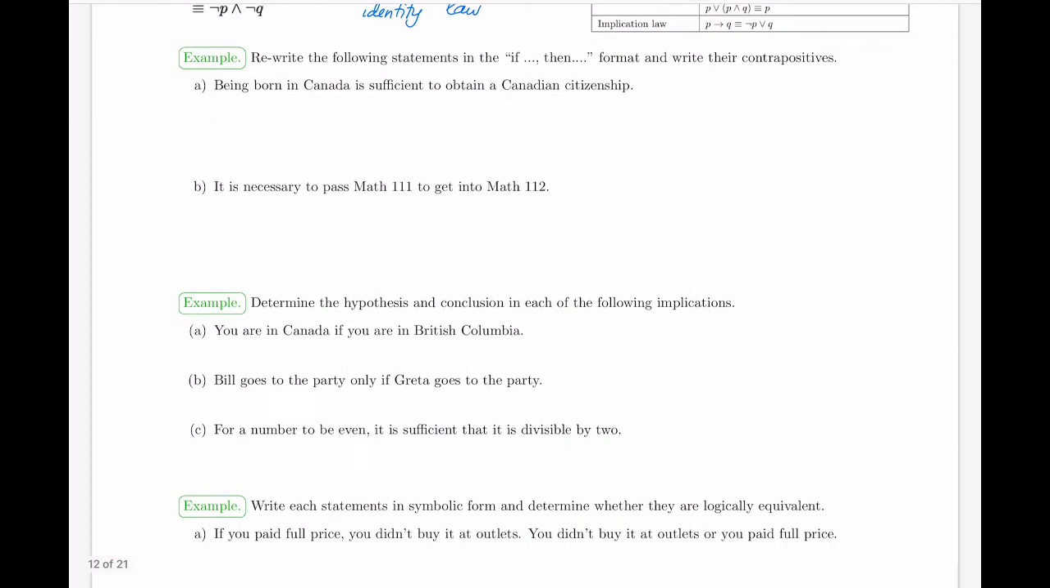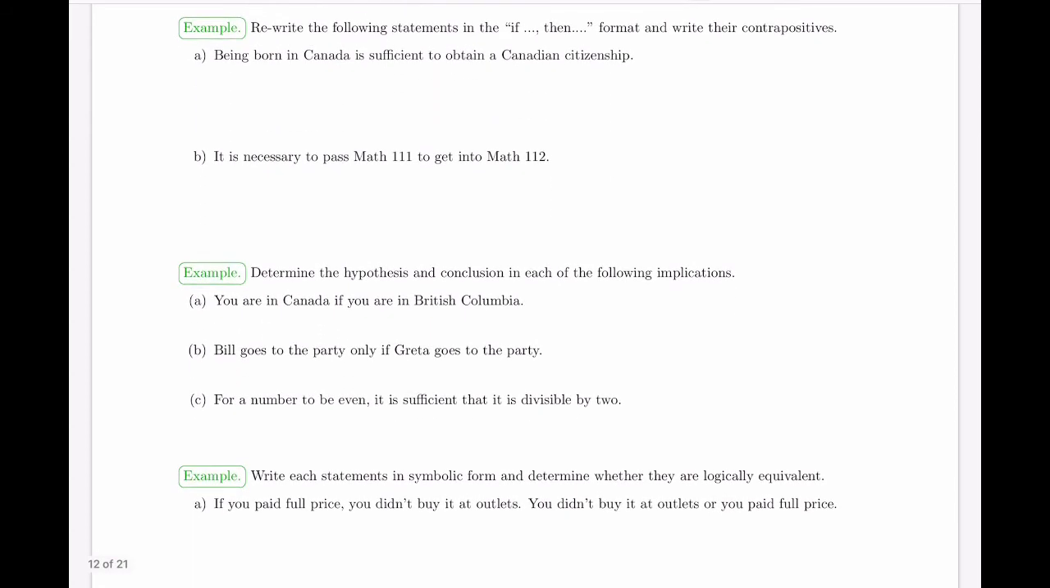Now, what do we have in the next example here? We're back to practicing a little bit with the conditionals. Rewrite the following statements in the if-then format and also write their contrapositives. For the first one, we have being born in Canada is sufficient to obtain a Canadian citizenship. Remember from the previous page, the sufficient and the necessary both corresponded to different formats of the conditional.